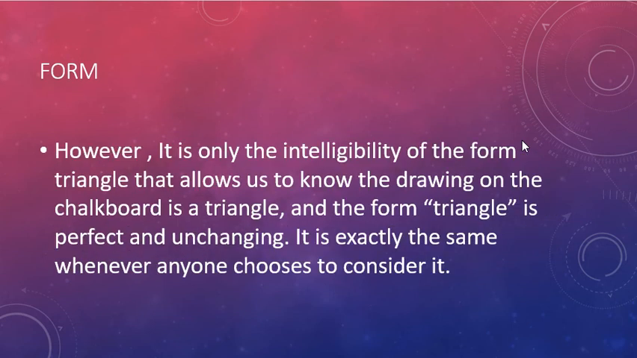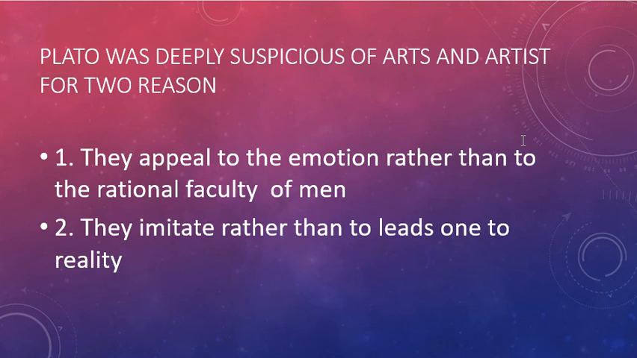However, it is only the intelligibility of the form, the triangle, that allows us to know that the shape on the chalkboard is a triangle, and the form triangle is perfect and unchanging. It is exactly the same whenever anyone chooses to consider it. So the idea that the triangle is a three-sided polygon is not changing, but the sides of a triangle, when drawn in the real world, are changing. So that is the idea of Plato.